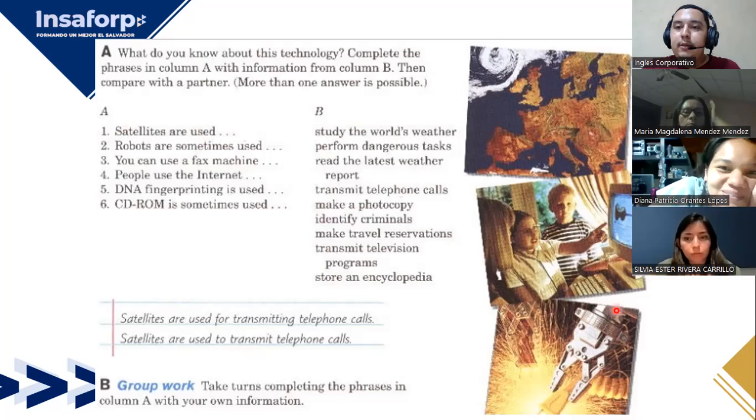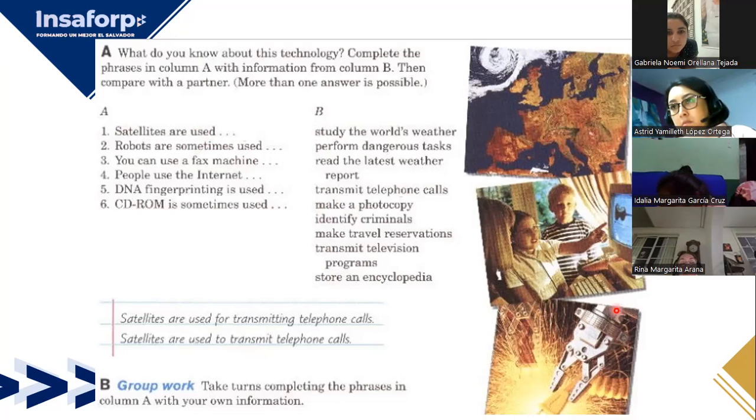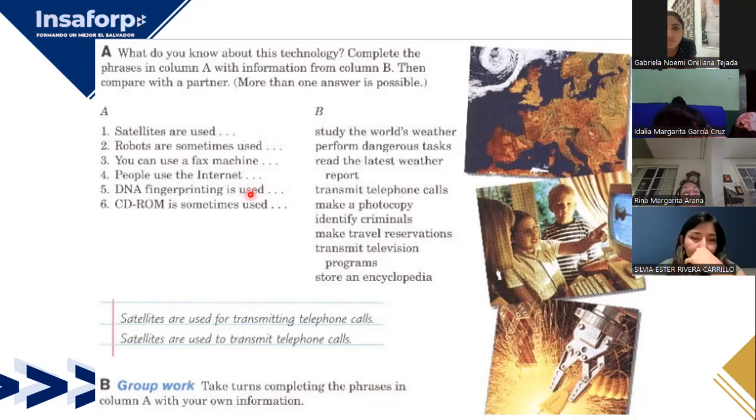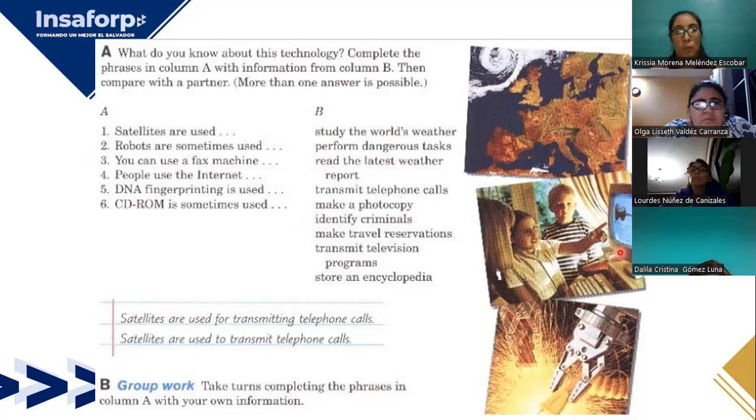Let's see here. Astrid, hello, Astrid. How are you? Hi, teacher. Hi, Astrid. You were paying attention, right? Yes. Okay, Astrid, do you want to help me with number two, the one that we have here? Robots are sometimes used to perform dangerous tasks. For performing dangerous tasks. Okay, thank you. Thank you for your help.